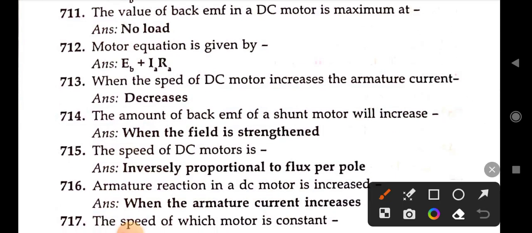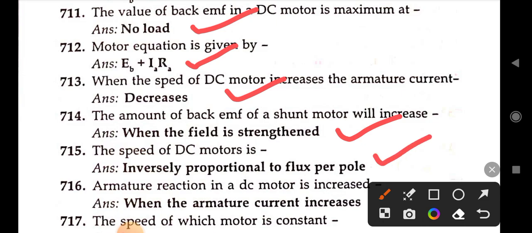The value of back EMF in a DC motor is maximum at no load. Motor equation is given by EB is equal to V minus IA into RA. When the speed of DC motor increases, the armature current decreases. The amount of back EMF of a shunt motor will increase when the field is strengthened. The speed of DC motor is inversely proportional to the flux per pole. Next, armature reaction in a DC motor increases when the armature current increases.